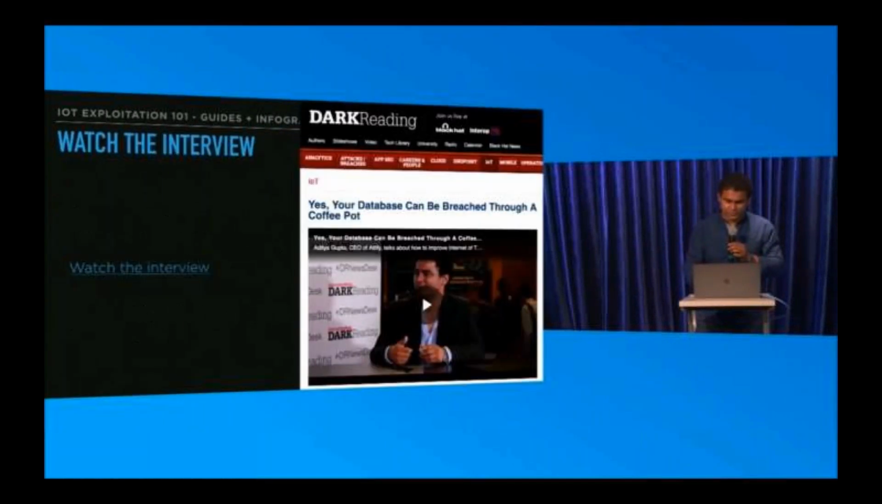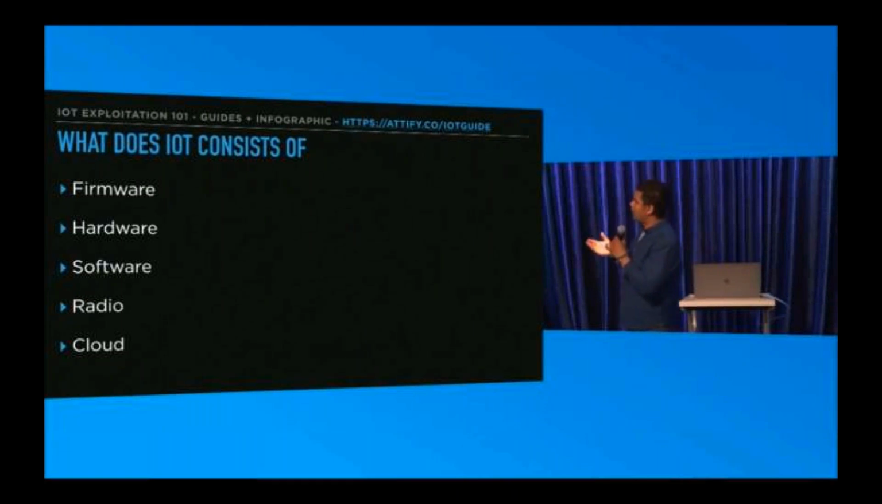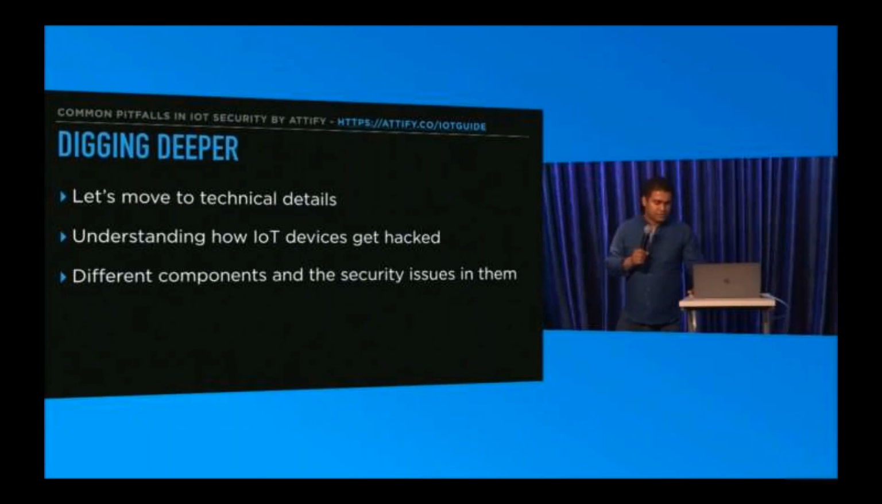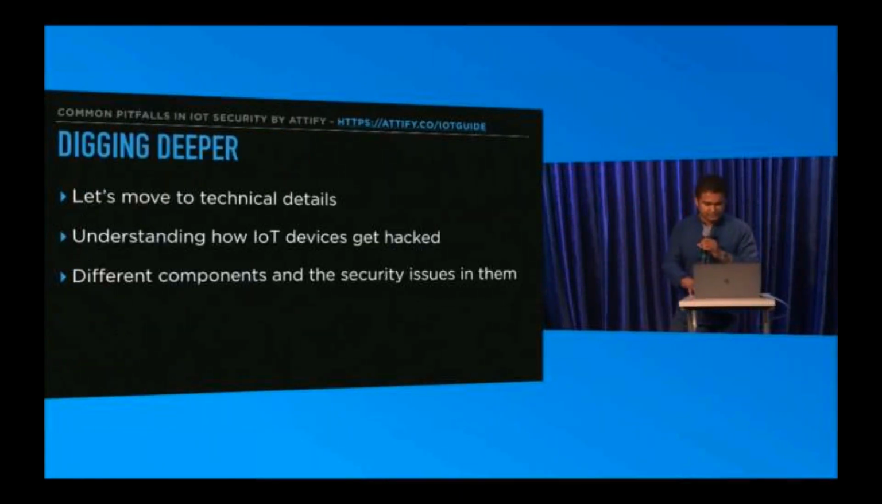So what does IoT consist of? Firmware, hardware, software, radio, and cloud. And the way to pen test IoT devices is to look into each of them separately and then figure out how these different components interact with each other. So we'll start off with firmware and later move to the different aspects, and we'll have individual case studies and demos for almost everything except the firmware, I guess.